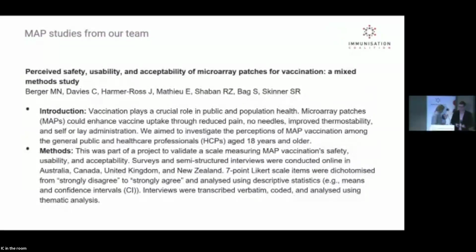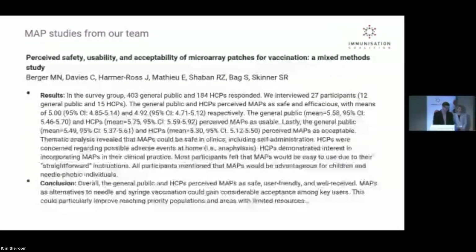We'll just move on to the next study, and you can summarise it. So this is a piece from my PhD research. This was a sub-study of a project to validate a scale to measure MAPS safety, usability and acceptability. So we conducted surveys across Australia, Canada, the United Kingdom and New Zealand, and we did interviews within Australia.